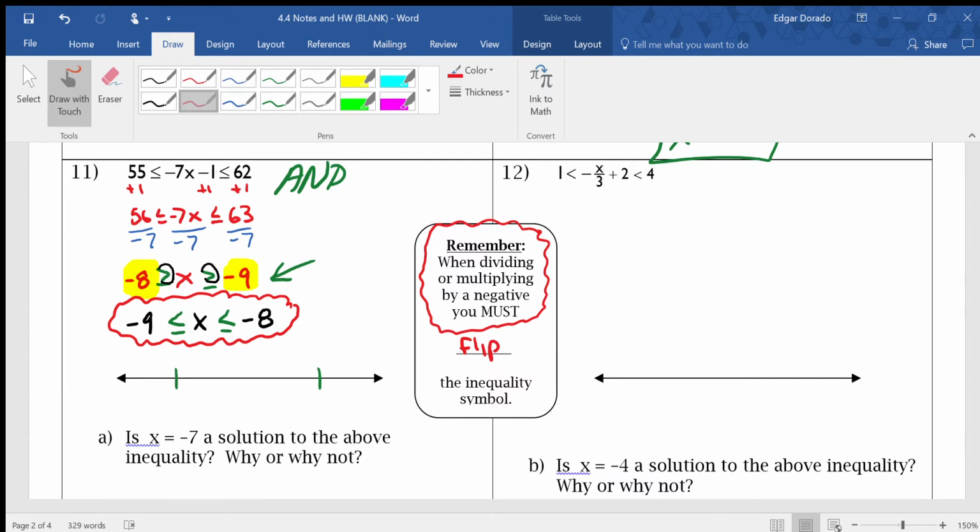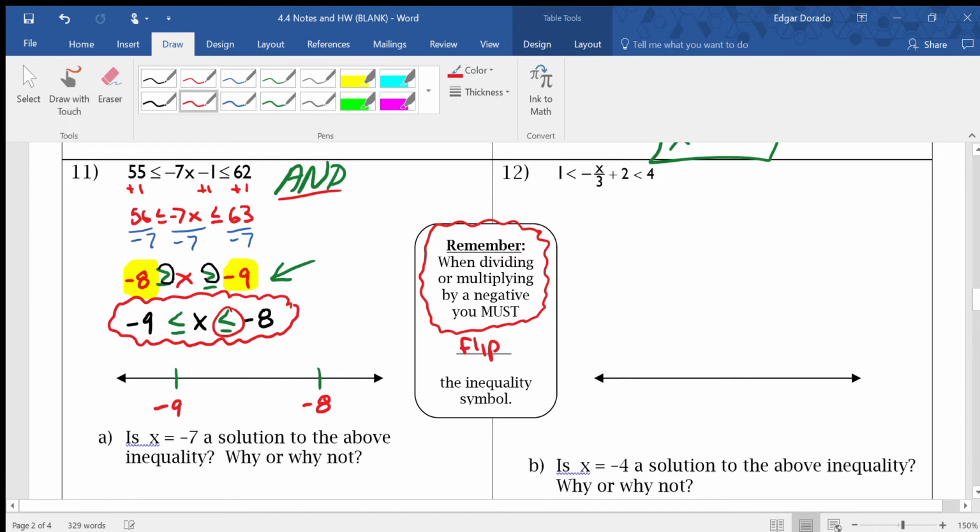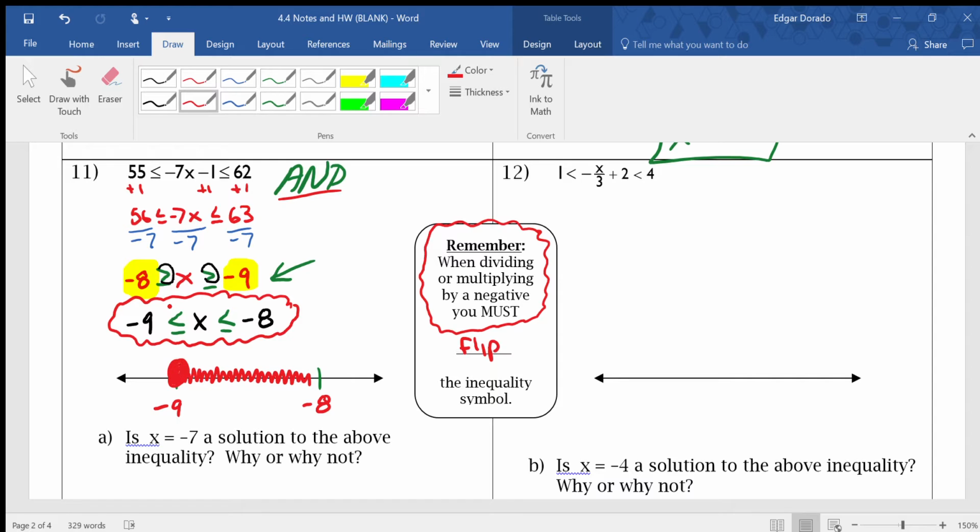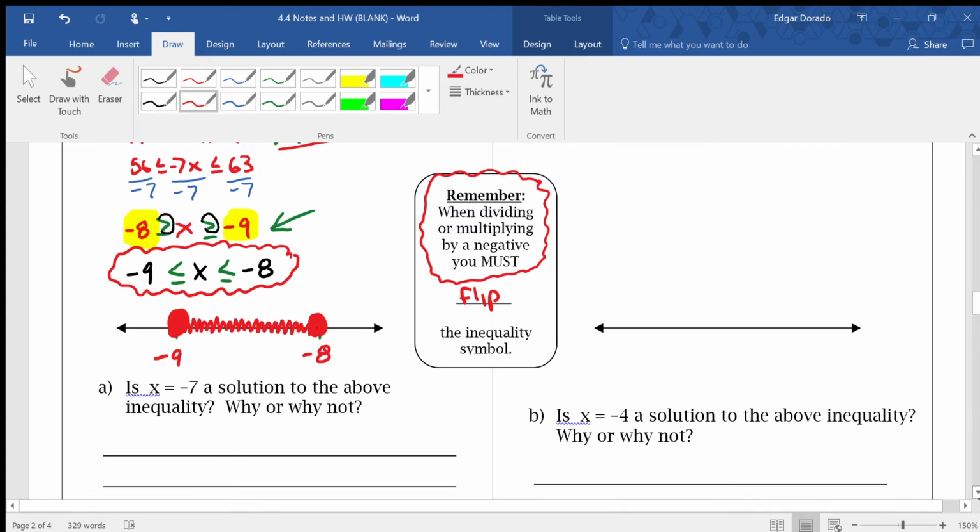The smaller number is on the left, the larger number is on the right, so I can write negative 9 and negative 8. The x is in the middle, just like we wanted, because we know it's an and statement, and look at both symbols now. They're both less than symbols now. So we know we can now graph. Because it's an and inequality, shading in the middle, what kind of circles do I use? Well, they're both less than or equal to, and because they're both equal to, then that means I have to use closed circles. So I have my graph. Now let's see if we can answer part A.